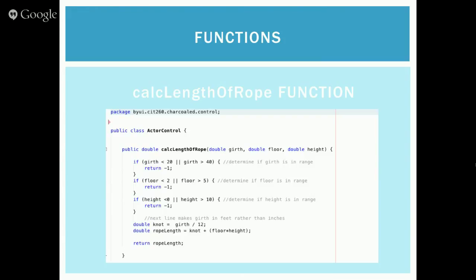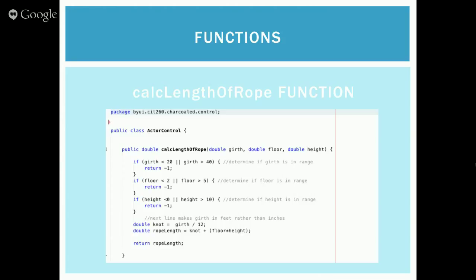What we had to do was determine where it could be used. That's why it's public. And then double is the type of value it's going to return. Calc length of rope is the name. And then you can see what it's calling for: the girth, the floor, and the height, and they're all double. Inside it, the first three statements tell where the girth, the floor, and the height, the ranges that they have to be in. And if they're outside of those ranges, it will return the -1 or the error statement.